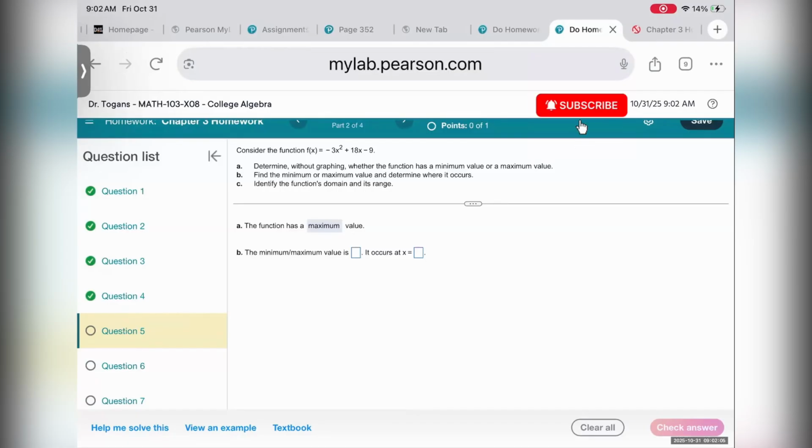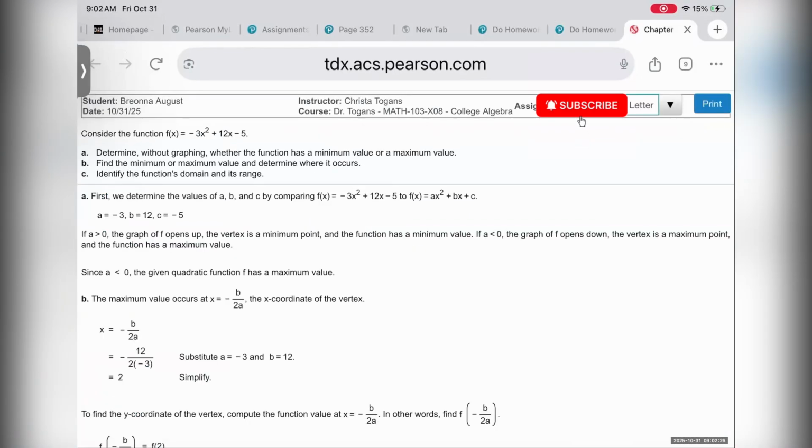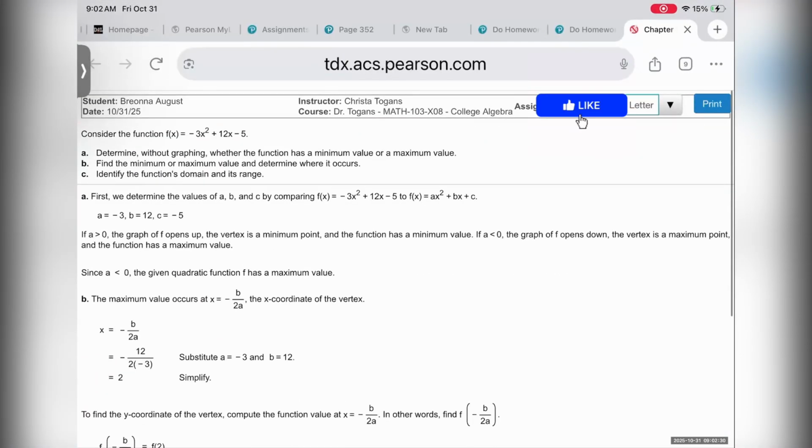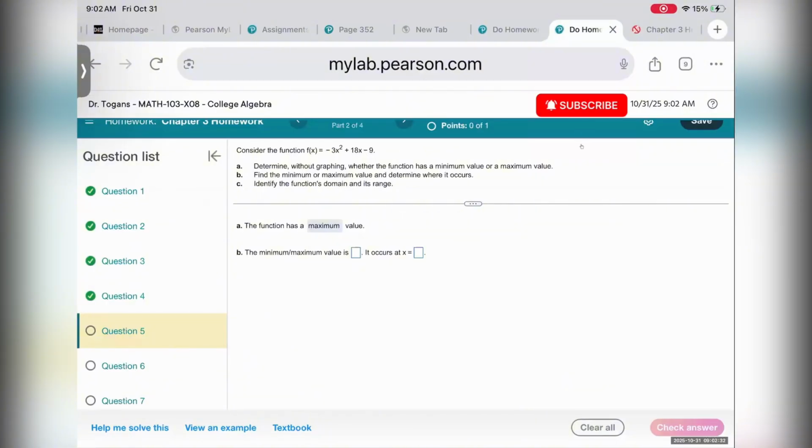So does this mean you put 18 over 2 times -3? Yep. And it's negative 18 over -6. Well, hold on. It's negative b over 2a. So there's a negative already. So then -18. Is that right? So -18 divided by -6, yes, which is 3.